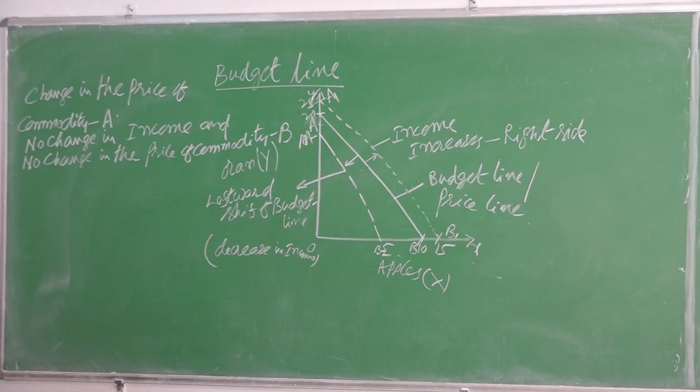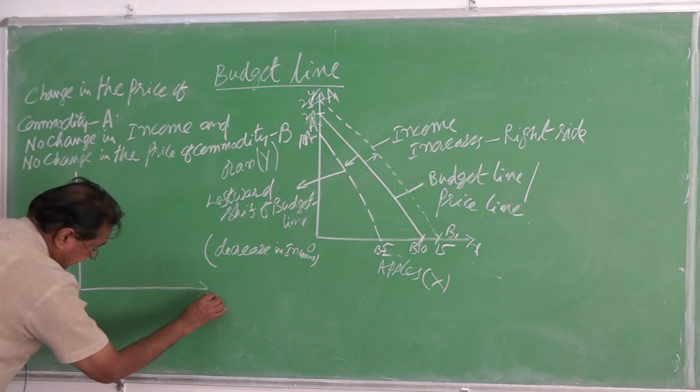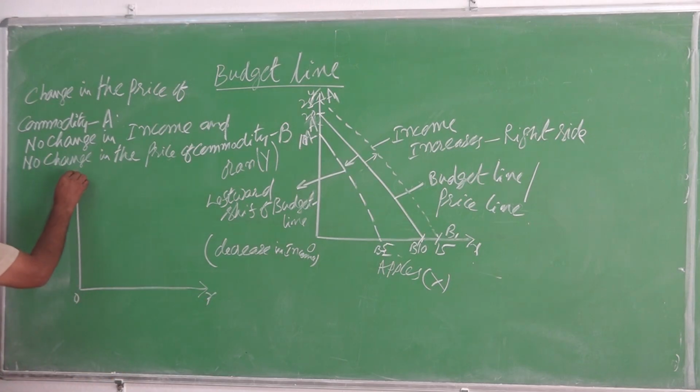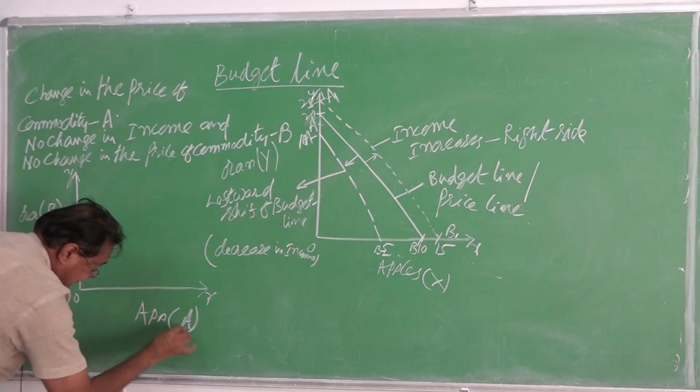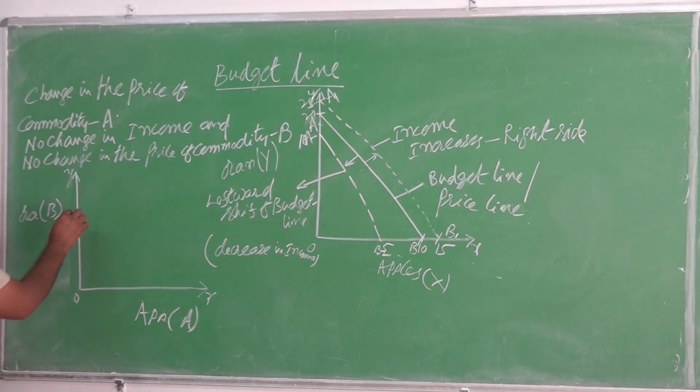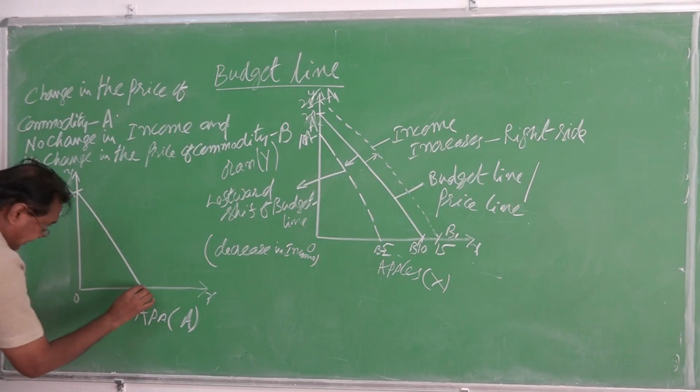Now what is the shape of the budget line? Same, you have to write here, this is the y axis, this is the x axis. What we are taking here is oranges, so this is commodity B. Apples, commodity A. This is the budget line. We already know, AB is the budget line.